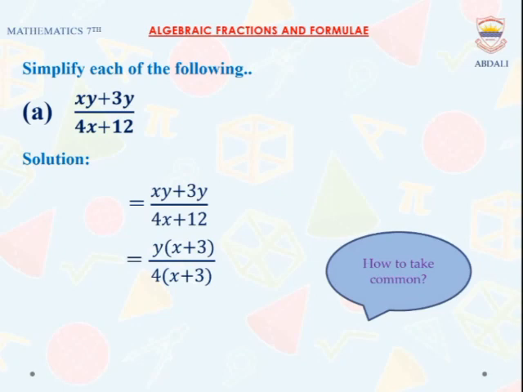So now we can see that in both numerator and denominator we have a similar value, which is x plus 3. So now we will cut both similar values of numerator and denominator, and everything which is left behind is your answer, which is y by 4. Okay.